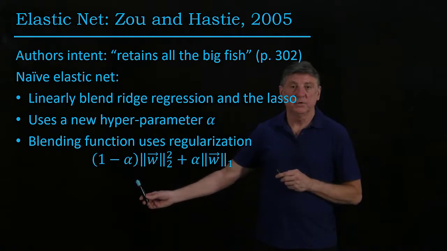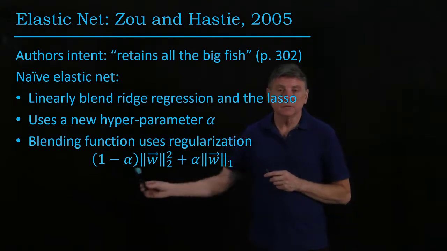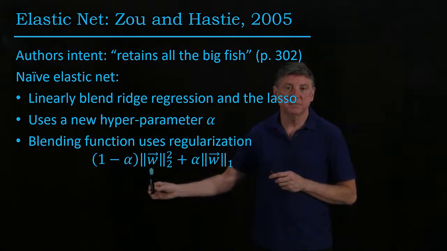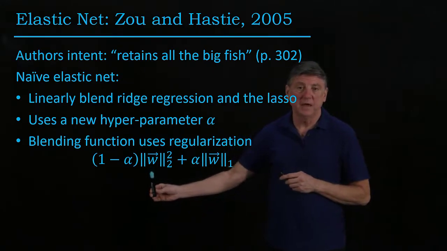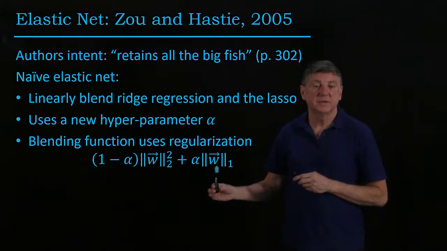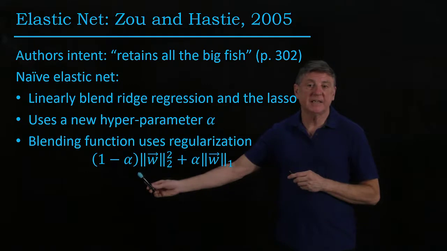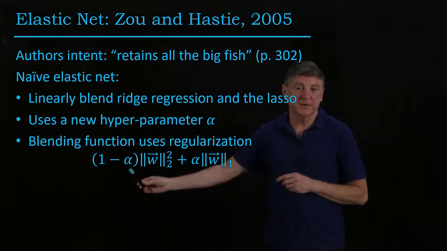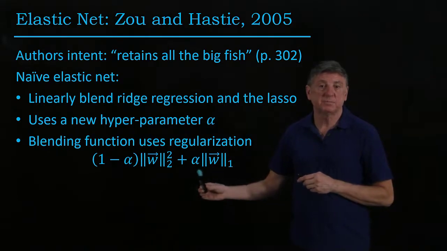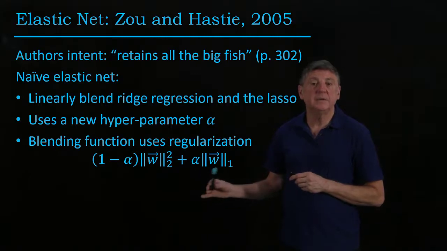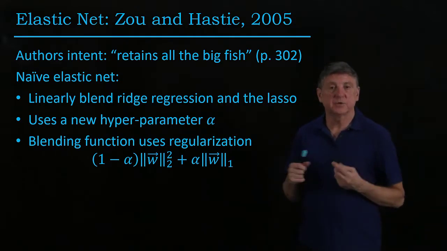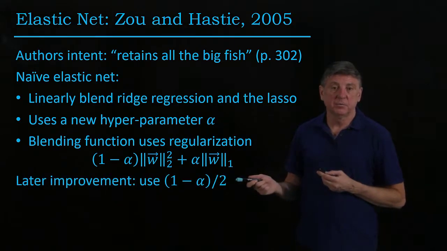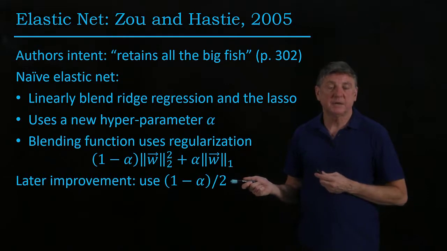And the idea of this blending function is it uses this regularization. Their original one, which they called the naive elastic net, was let's take 1 minus alpha times the square of the L2 norm and add alpha times the L1 norm. And you can see that if alpha equals 0, this is pure ridge regression, and if alpha equals 1, this is pure lasso, and in between, it's doing a blend. And so this allows you one more degree of freedom in analyzing your data. A later improvement, for technical reasons, is they use 1 minus alpha over 2.